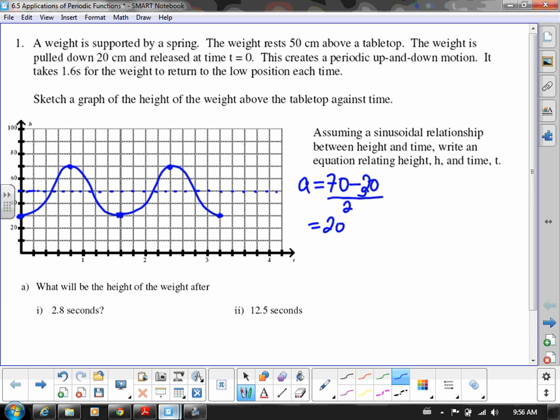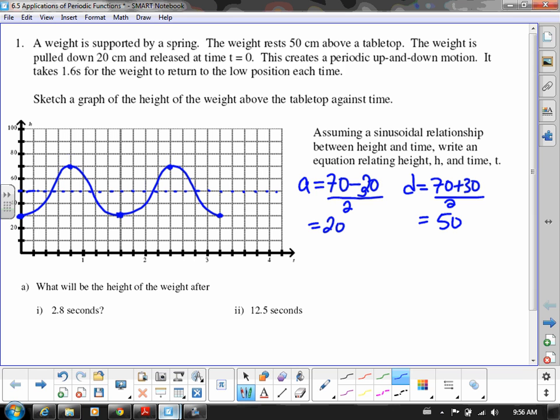That's the distance from the axis of curve, which is at 50, all the way to the maximum value or the minimum. And it's always a positive value in terms of magnitude. Our displacement, meaning where the axis of curve is located, is 70 plus 30 divided by 2, which equals 50. And that matches what we already knew based on the equation.